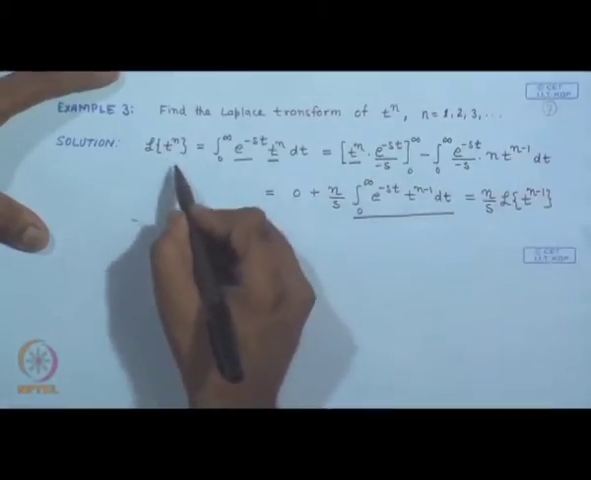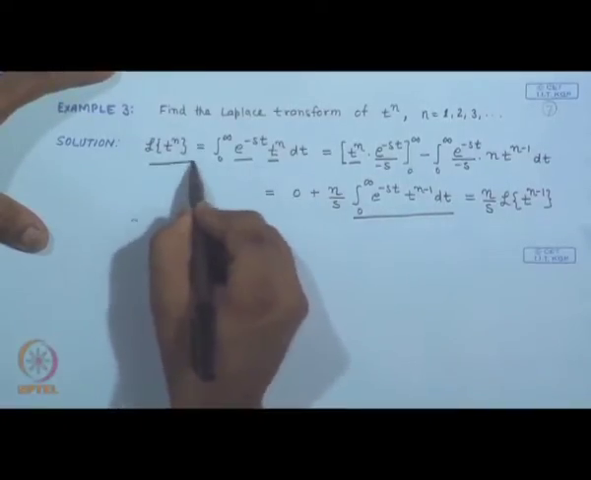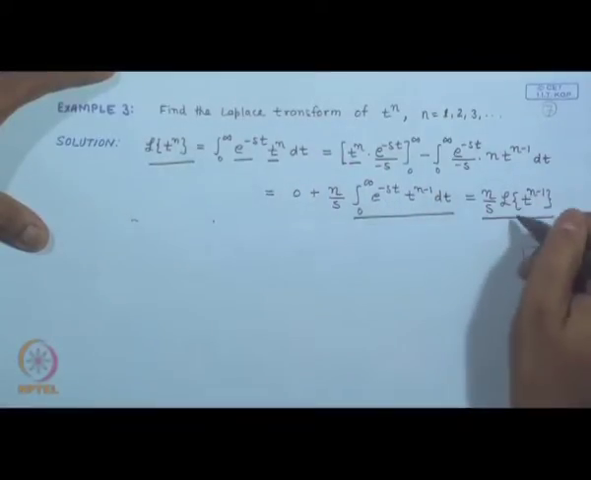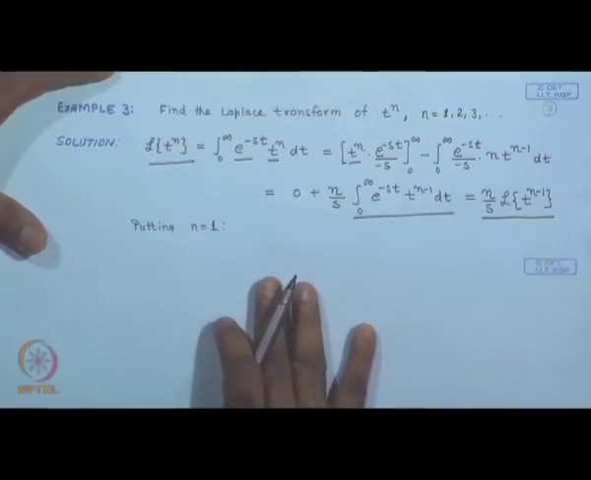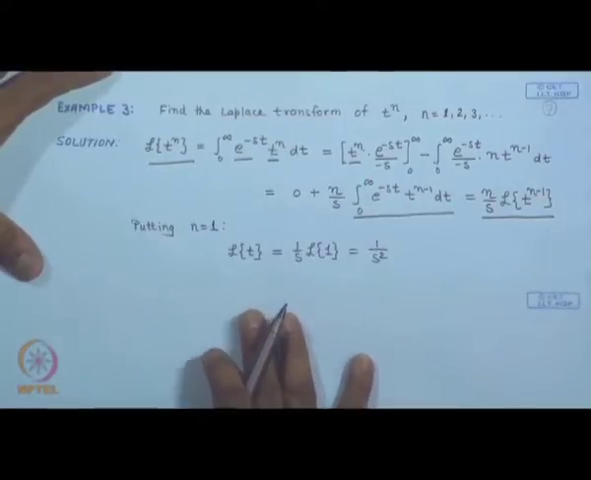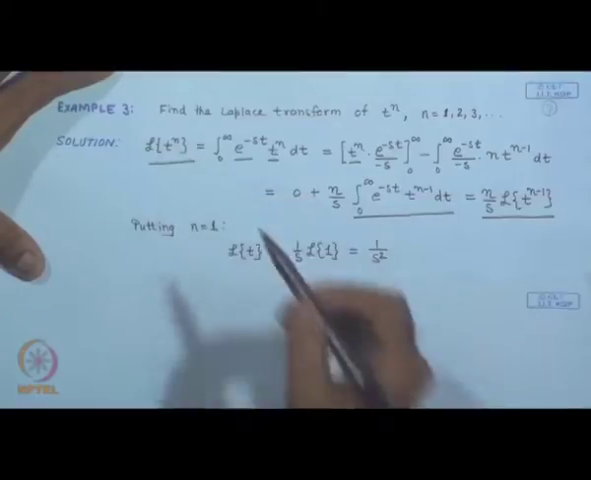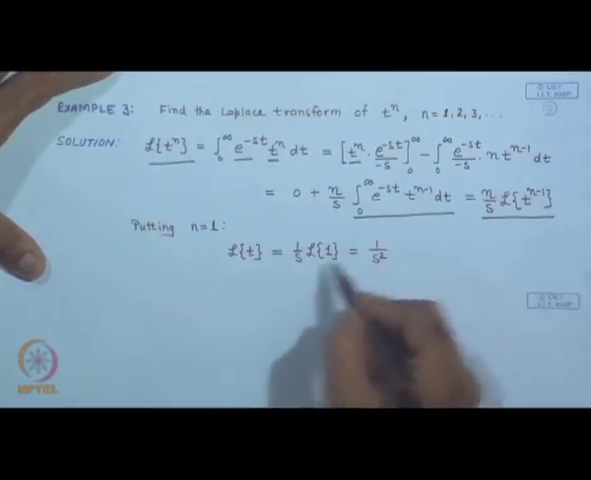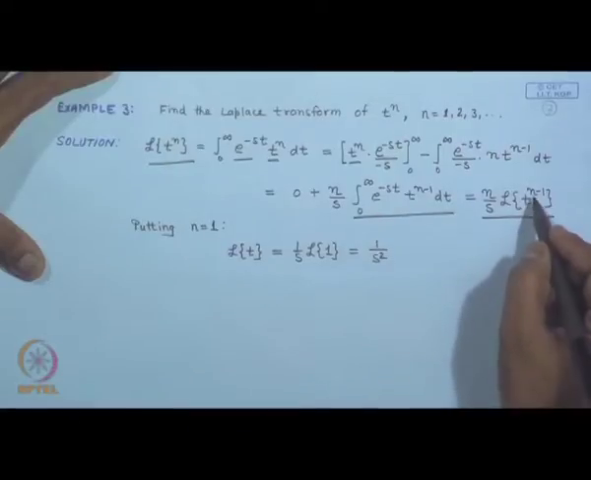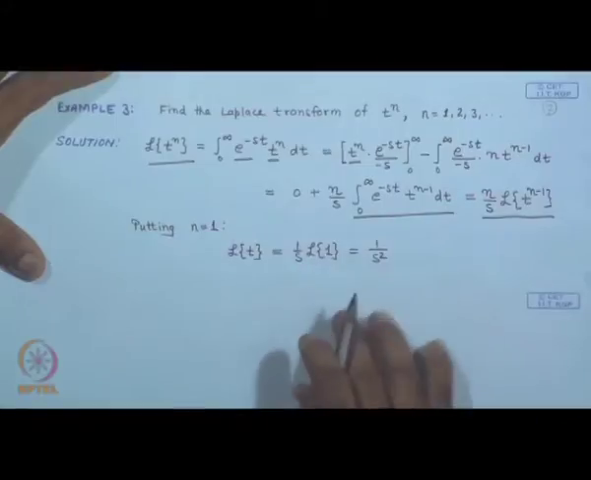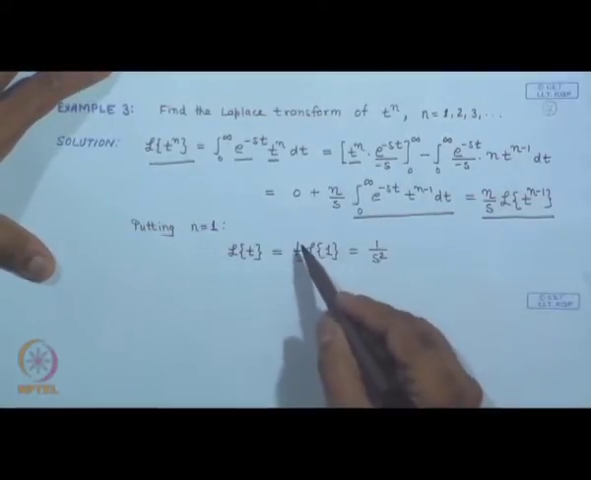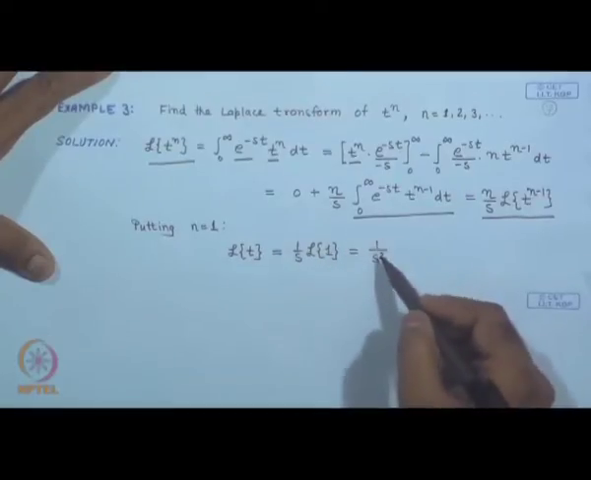So, we got a recurrence relation here that Laplace of t power n is n over s Laplace of t power n minus 1. So, if we put n equal to 1, we have Laplace of t. So, that is 1 over s and Laplace of 1, because n is 1. So, it is t power 0, it is 1. Laplace of 1 we know already, that is 1 over s. So, we have 1 over s and 1 over s, so 1 over s square.